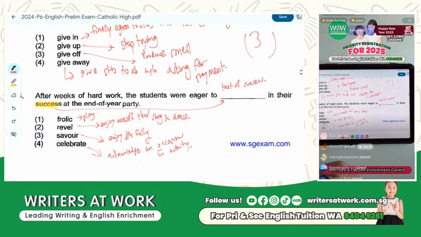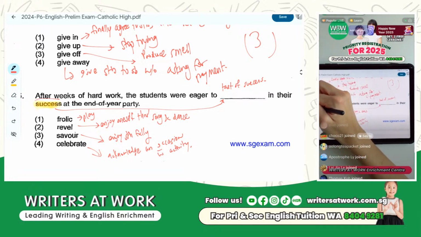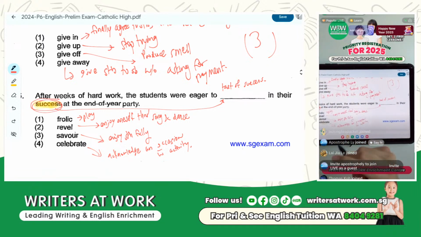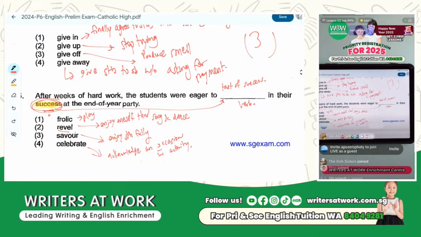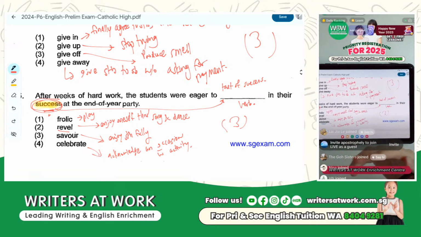Okay, so in this case, the problem is the word success is here. So you cannot say you revel in success. You can revel, that you enjoy oneself at the end of party. Yes, correct. But over here you can see there's the word success. So you need to use this verb here to interact with my success. Okay, so the closest answer we have is to savor that success. That means you enjoy the fruits of your labor. All right.